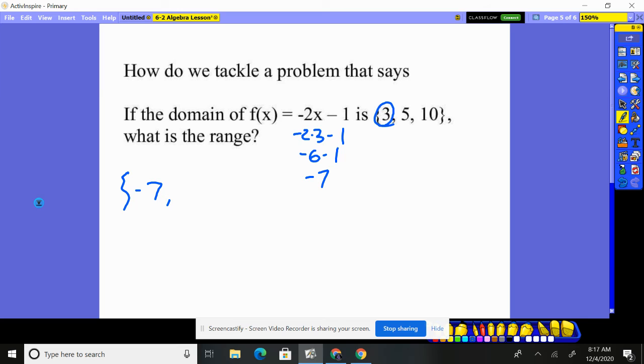Then it says plug 5 in. -2 times 5 minus 1 gives me -11. And finally, plug 10 in there. -2 times 10 minus 1, -21. The range is simply the y values that you get after you plug those x values in. That's all it's asking you to do.